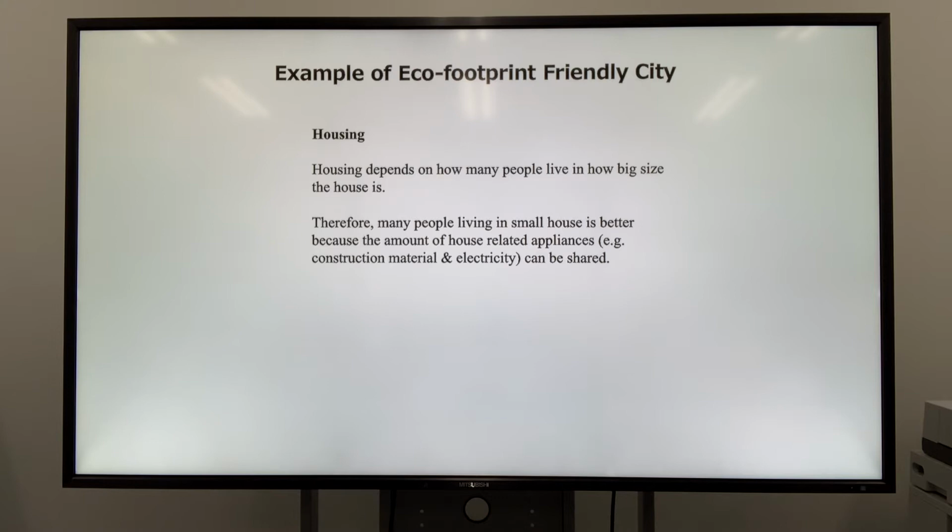So the next one is about housing. Housing depends on how many people live in it and how big the size is. Many people living in a small house is better, of course, because the amount of house-related appliances, such as construction materials and electricity consumption, can be shared.